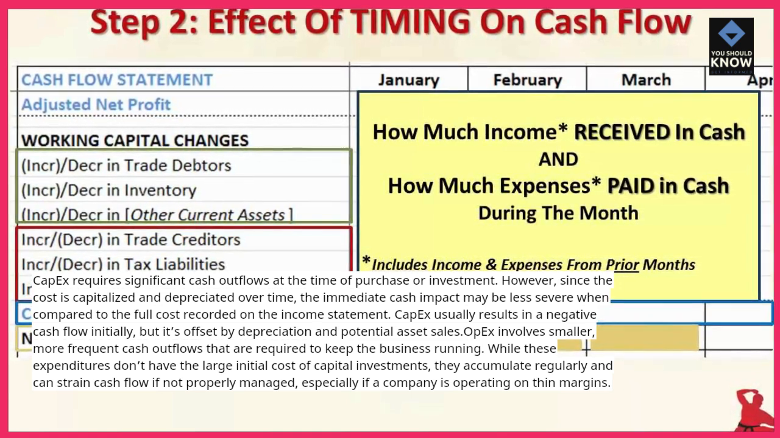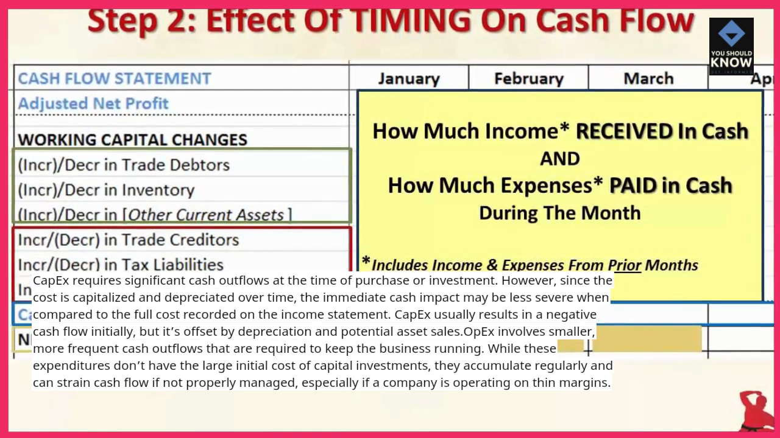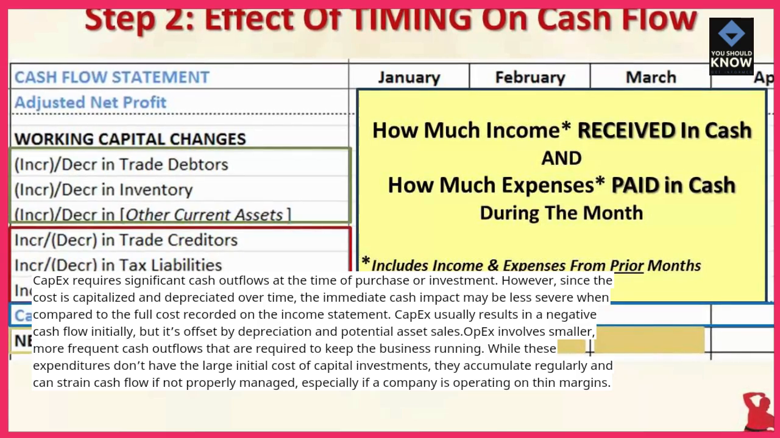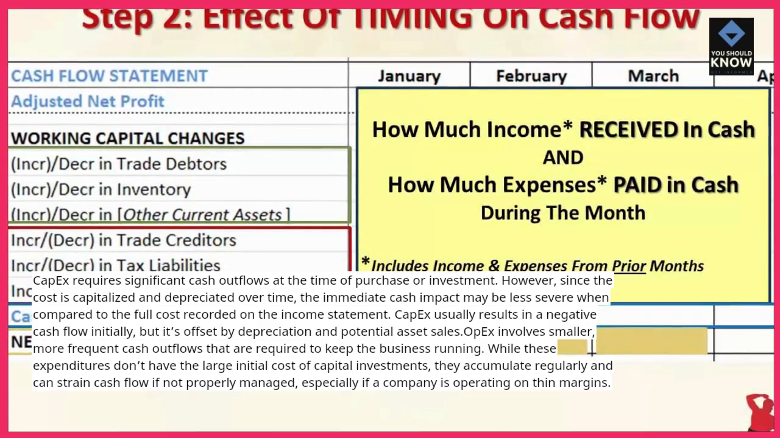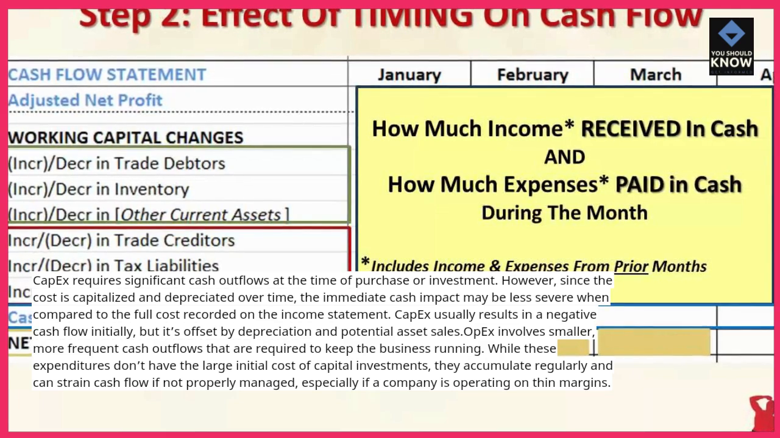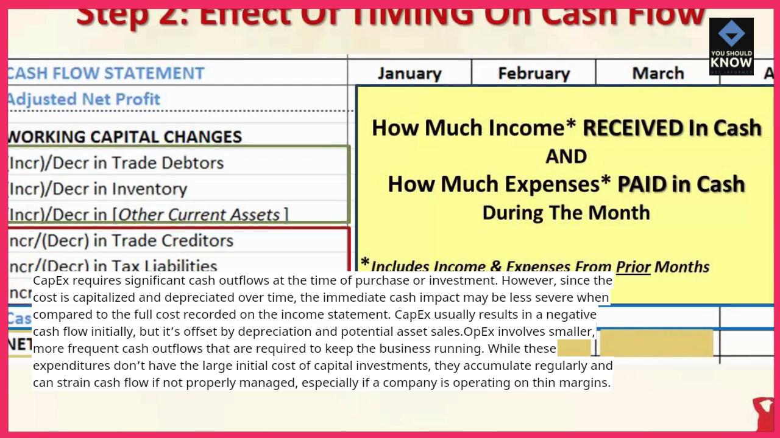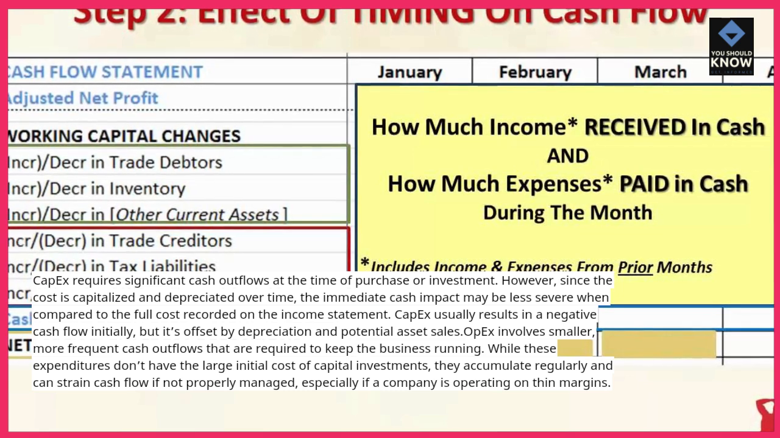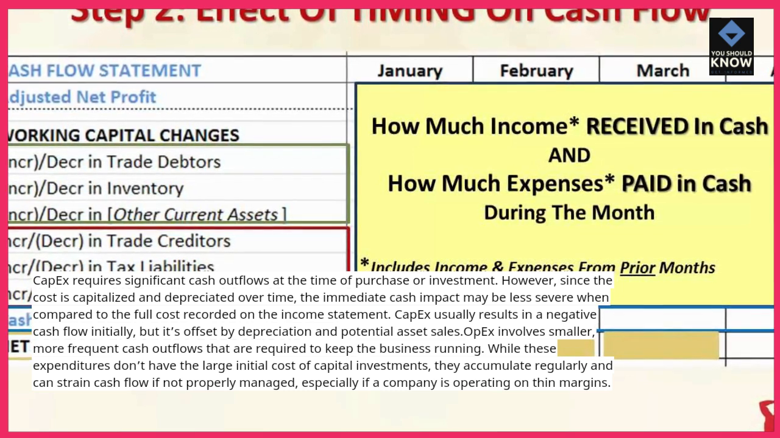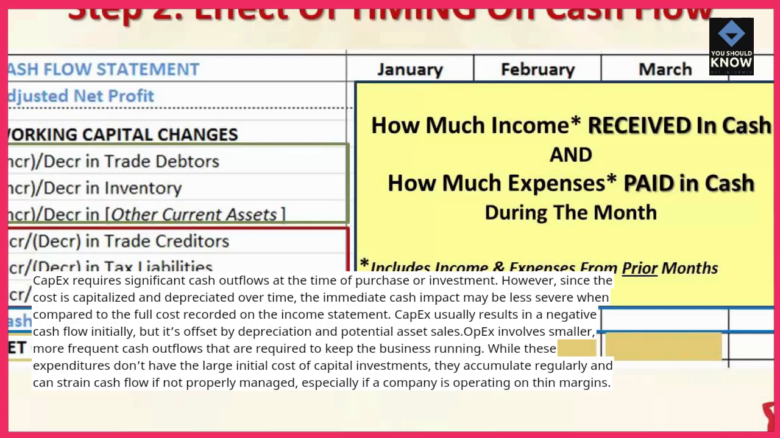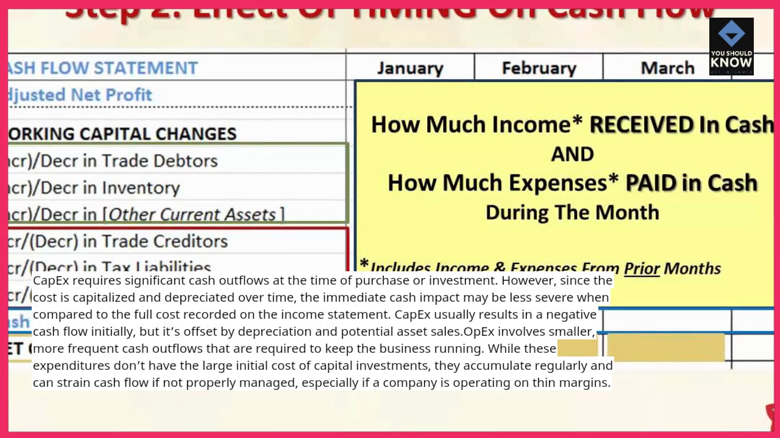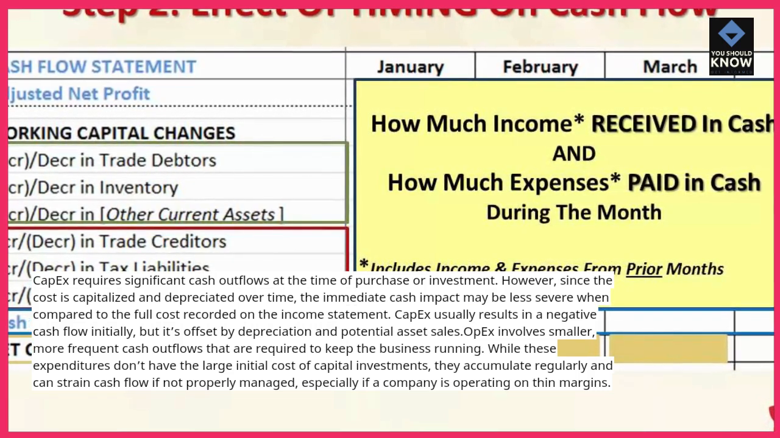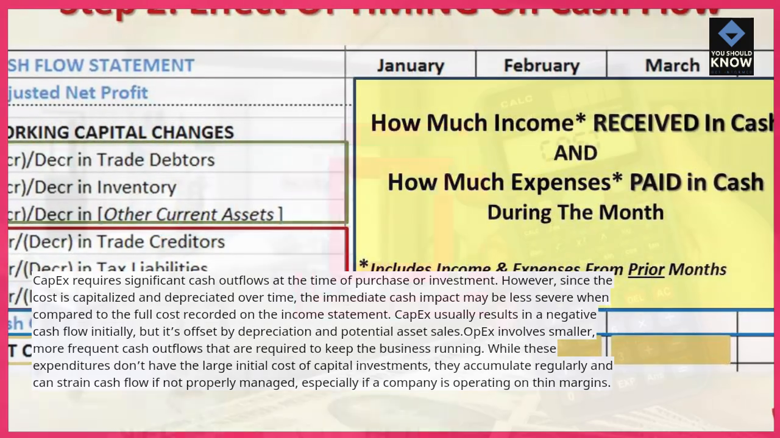CapEx usually results in a negative cash flow initially, but it's offset by depreciation and potential asset sales. OpEx involves smaller, more frequent cash outflows that are required to keep the business running. While these expenditures don't have the large initial cost of capital investments, they accumulate regularly and can strain cash flow if not properly managed, especially if a company is operating on thin margins.